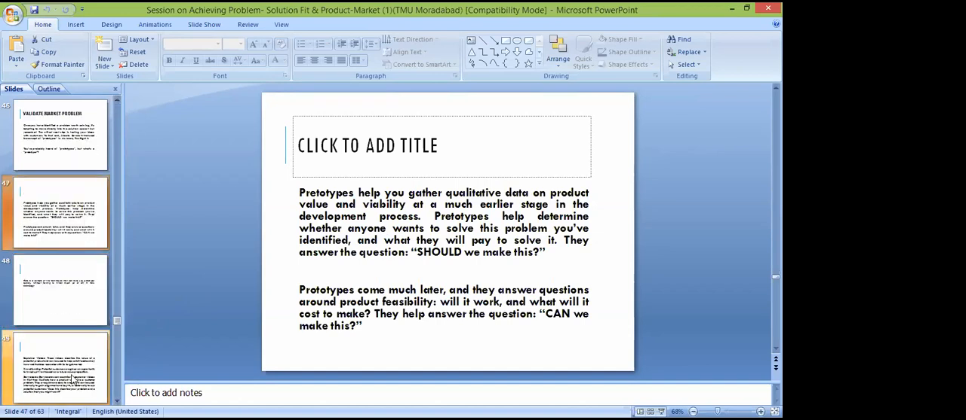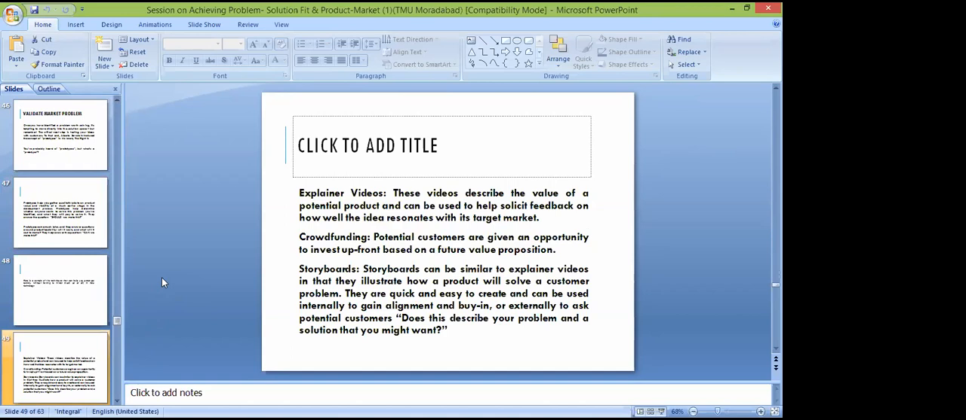Come to slide number 49. So there are a number of examples and techniques around us which we use in order to generate novel and innovative ideas, like explainer videos. We can take help of crowdfunding, storyboards.